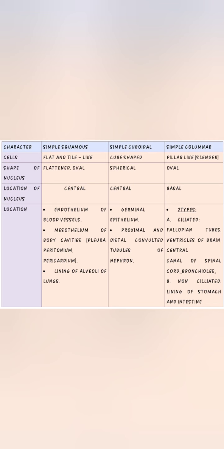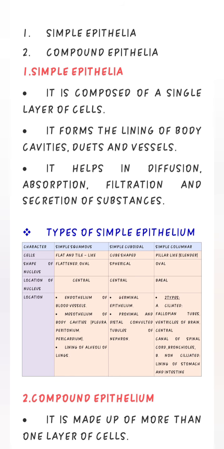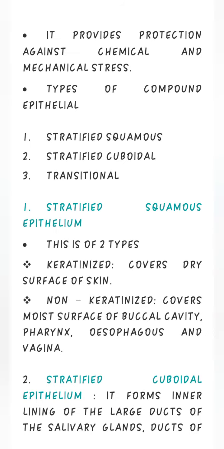Next, coming to the compound epithelium, it is made up of more than one layer of cells. It provides protection against chemical and mechanical stress. There are another three types of compound epithelium. They are stratified squamous epithelium, stratified cuboidal epithelium and transitional epithelium.